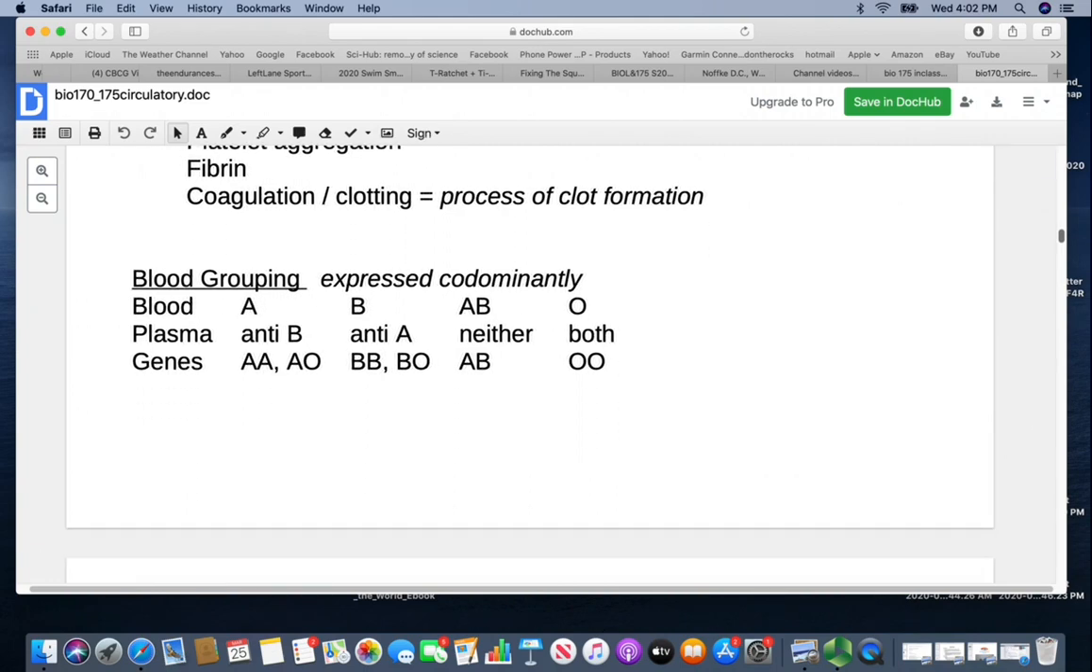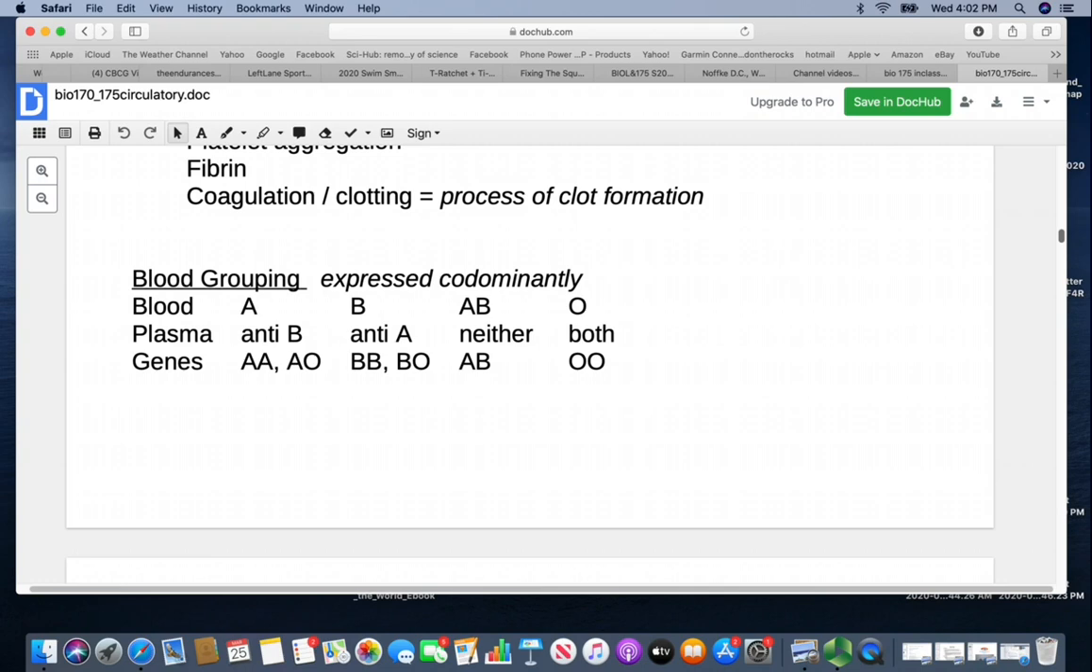When we look at human blood groups, these are expressed codominantly. What that means is you'll inherit a trait from mom and one from dad, and you're going to put both of them on your blood cells. So if a person is blood type A, they would either inherit A from both parents or A from one and O from the other. A makes the A marker, B makes the B marker, O does not make any marker. So that's why inheriting A from one and O from the other makes the person type A.